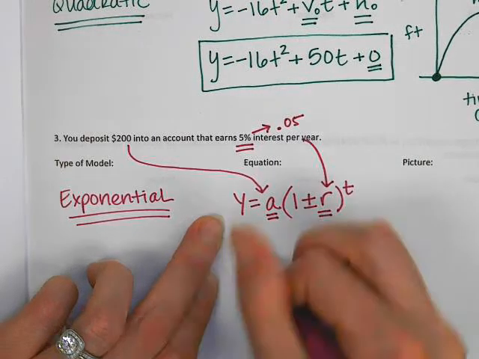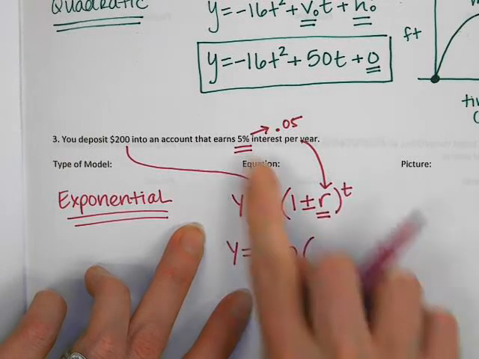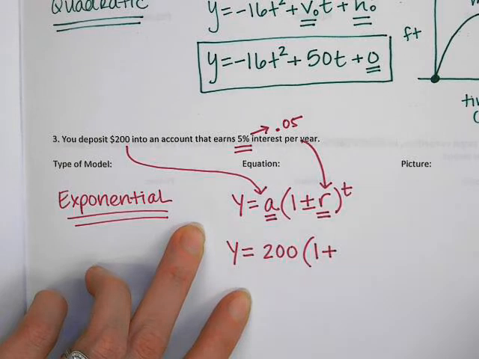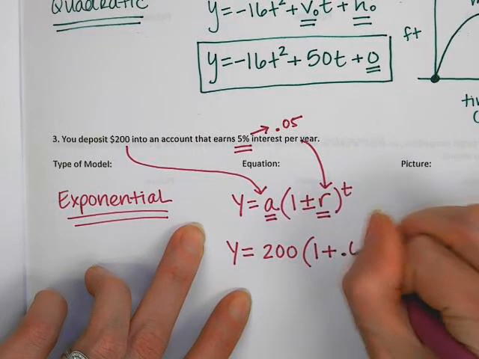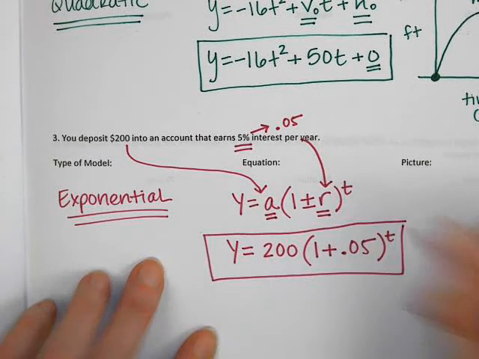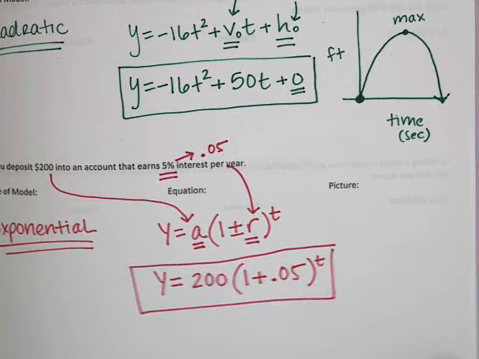So let's plug all that in. The equation is y equals 200. Because you're earning interest, it's going to be 1 plus 0.05 to the t power. That's our equation. And then we need to do a quick sketch of the graph.